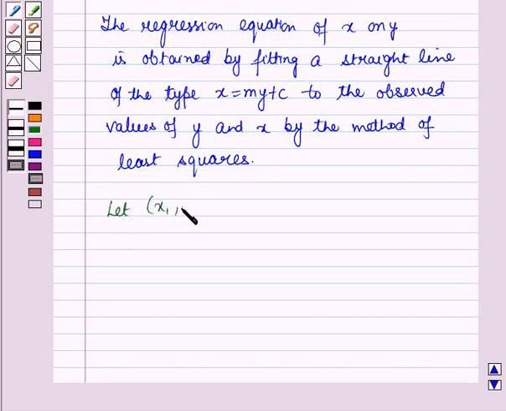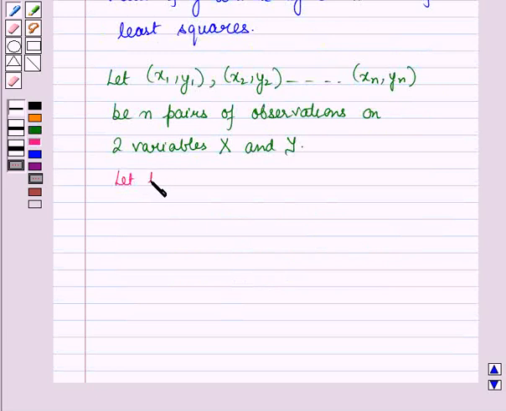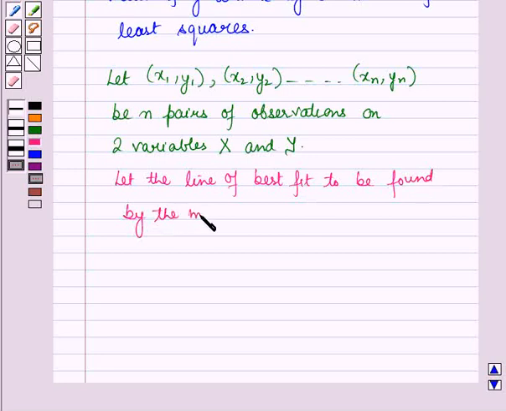Now, let x1, y1, x2, y2, and so on up to xn, yn be the n pairs of observations on two variables x and y, and let the line of best fit, that is the regression line, found by the method of least squares be x is equal to my plus c.